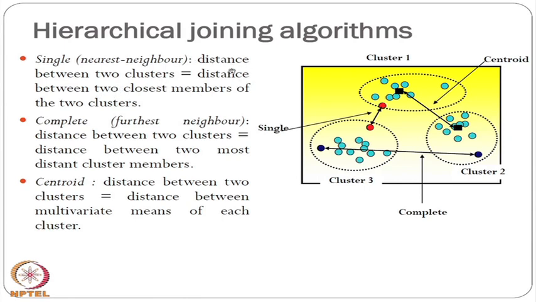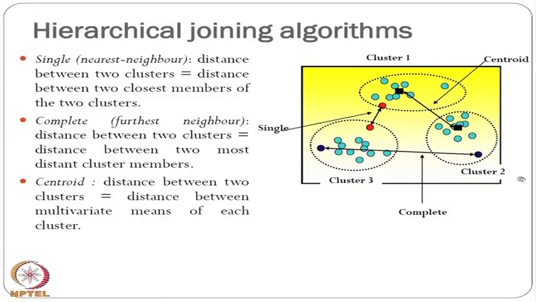In the single linkage algorithm, the distance between two clusters is the distance between the two closest members of the two clusters. For example, think of a two dimensional case where all the objects or items are put in the appropriate location based on the characteristic features of that two dimensional data matrix. Now, you see that arbitrarily I have drawn some groups. This is one group, this is another group, this is another group. So, this is your cluster 1, this is your cluster 2 and this is your cluster 3.